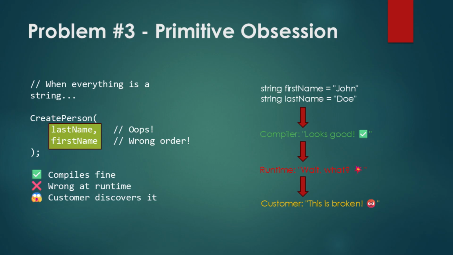Problem number 3. Primitive obsession. When everything is a string, the compiler can't help you. Swap 2 parameters by accident, it compiles. You don't find out until runtime, or worse, when a customer reports it. There is a better way. Let me introduce you to railway-oriented programming.